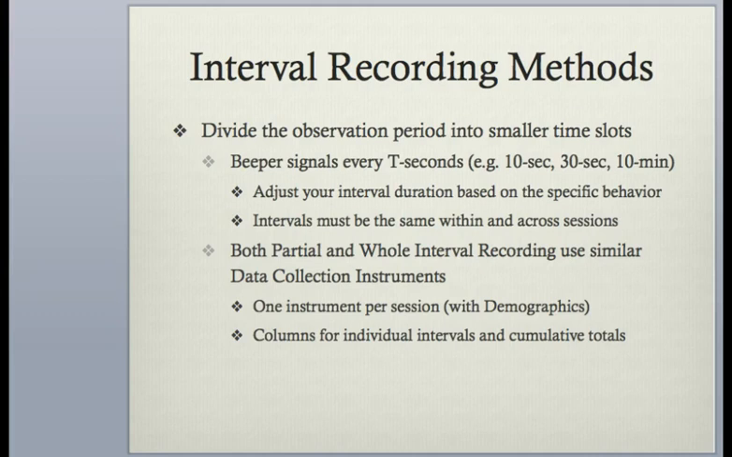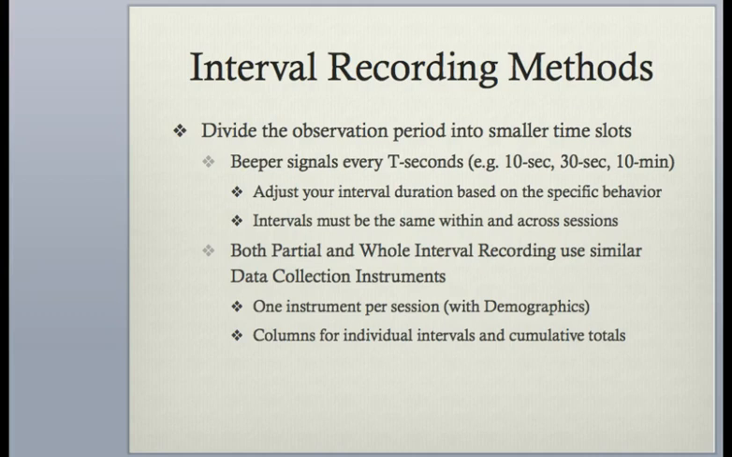Interval recording methods. There are a lot of interval recording methods, and we're going to talk about each one. Here, you're going to divide an observation period. So let's say I'm going to watch a child in a special ed class for 30 minutes. Well, I am going to divide that 30-minute period into smaller time slots. And I will use either a tape or an MP3 that has a beeper on it that signals every so many seconds that I'll be using for recording. So it might be every 10 seconds, every 30 seconds, every minute, every 5 minutes, every 10 minutes. It just depends on the behavior and the situation. And so you can adjust your interval based on the specific behaviors.